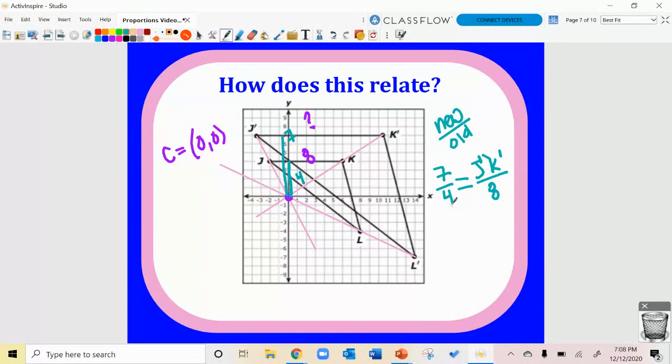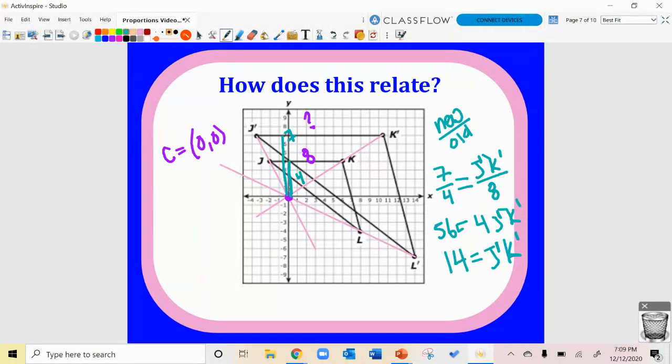You might see it, right? You might be able to see the relationship. How do you get from 4 to 8? I could also use what we just talked about, cross multiplying. 7 times 8 gives me 56 equals 4 times J prime K prime. Go ahead and divide by 4, and I'm just going to get 14 equals J prime K prime. So I can use this idea of proportions because I've been working with ratios. I can do this to solve for missing sides.